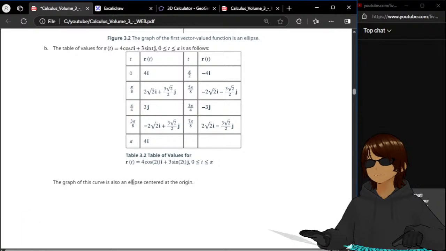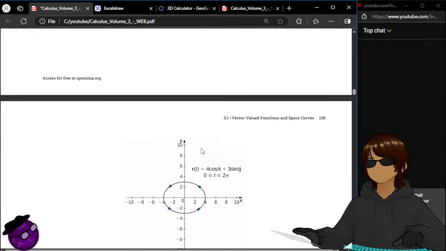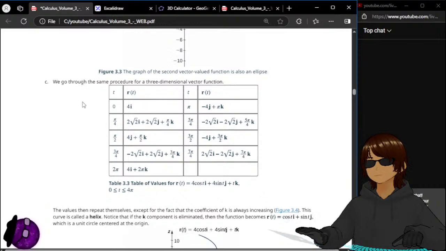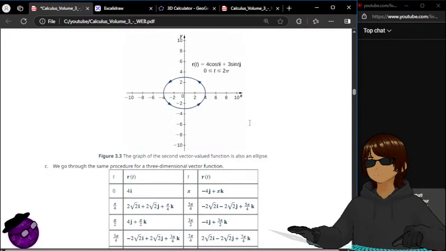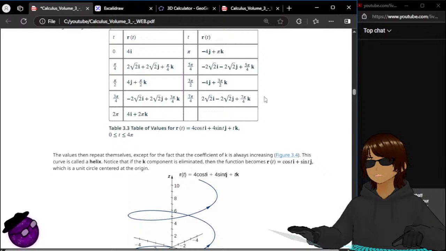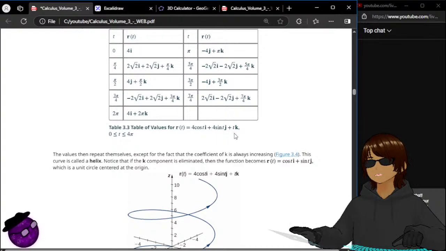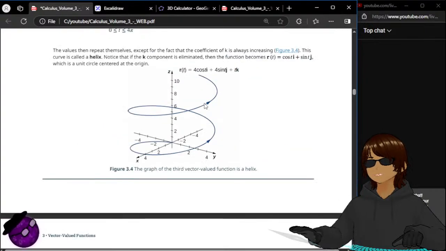The graph of this curve is also an ellipse centered at the origin. The values then repeat themselves, except for the fact that the coefficient of k is always increasing. Oh, so they're graphing 4 cos t i plus 4 sin t j plus t k. Oh, so then you have a spiral.